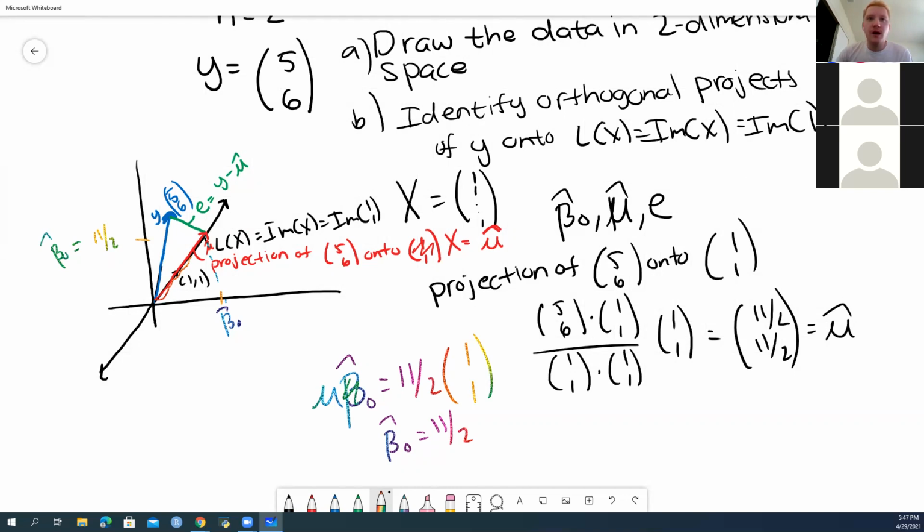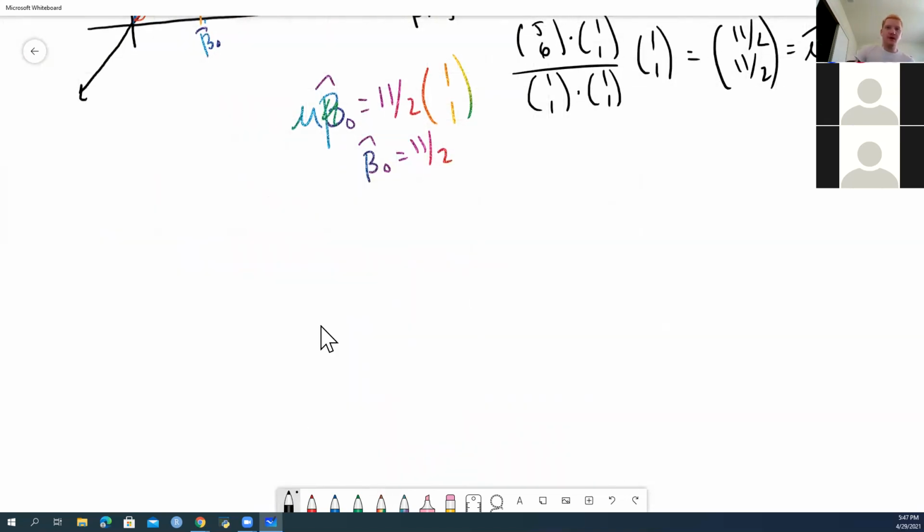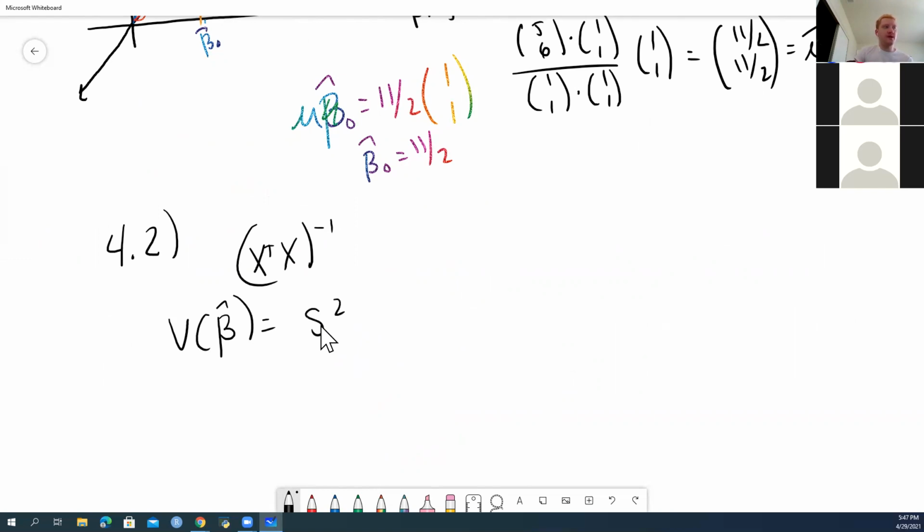The next one, basically all you need to know. I know I'm running really short on time, but for the next one, problem 4.2, they give you the X transpose X inverse matrix. All you need to know is the variance of beta hat is going to equal S squared times X transpose X inverse. Sorry, this is variance hat of beta hat, so the estimate of the variance of beta hat is going to be that.